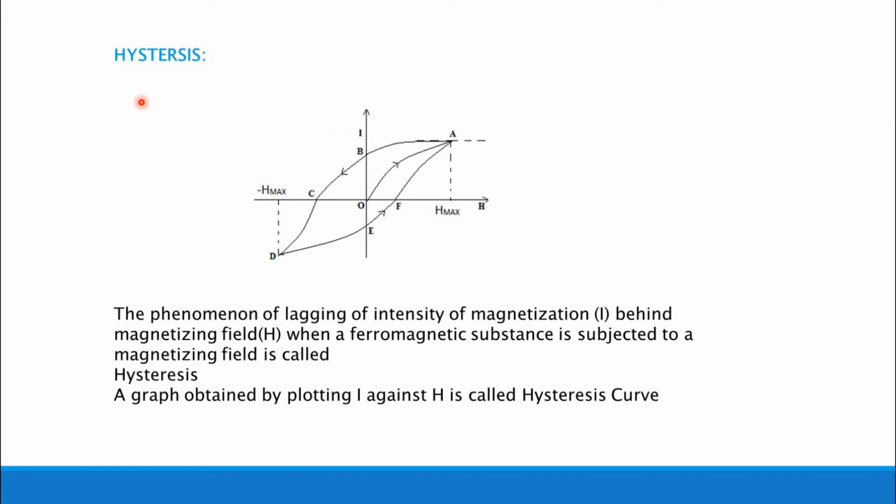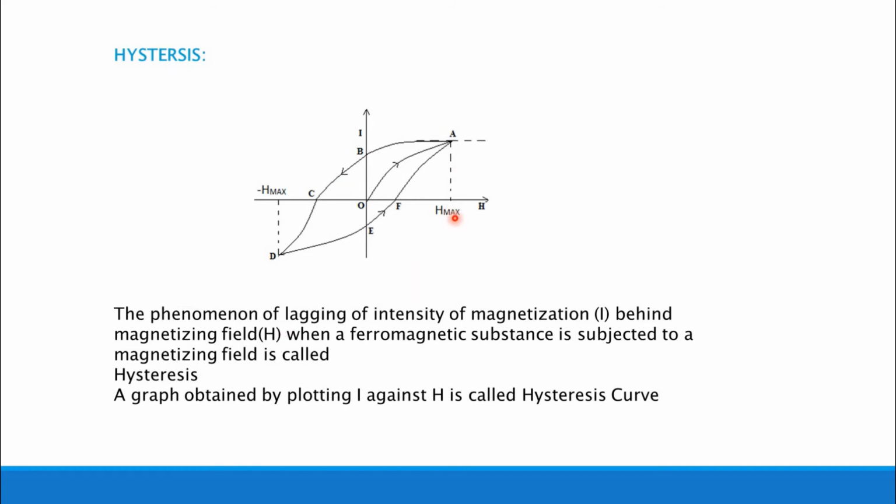Now, one of the important properties exhibited by ferromagnetic substances is hysteresis. Now we shall see about this graph here. In this graph, the intensity of magnetization versus magnetizing field is plotted. When a ferromagnetic substance is subjected to magnetization, as the magnetic field is applied, the intensity of magnetization goes on increasing like this. It reaches a maximum value and then gets saturated for a particular field, that is called H maximum.